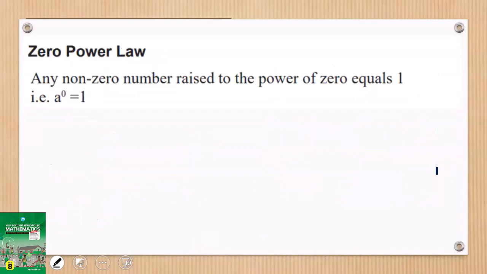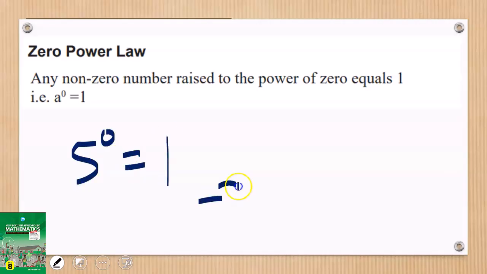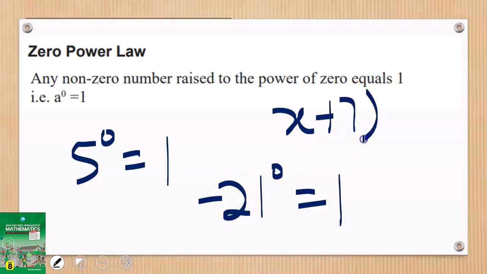We have what we call the zero power law. What it means is that every non-zero number raised to the power 0 is 1. So if I have 5 raised to the power 0, it is just 1. If I have negative 21 raised to the power 0, I'll just write 1. If I have x plus 7 raised to the power 0, I can easily write 1. That is what it means.